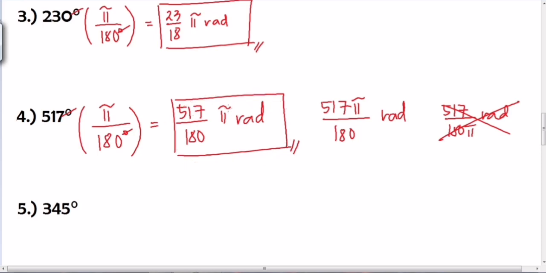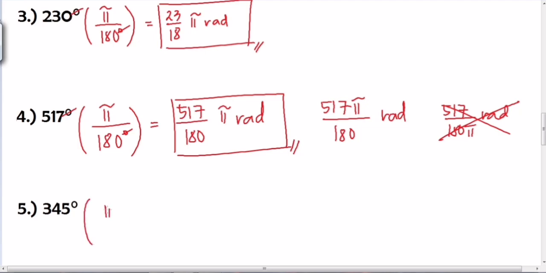So, ang pi, pwedeng nandito sa bandang kanan, nasa gitna, or nasa taas, katabi ni 517. So, yun lang ang pwedeng pwesto niya. Actually, yung rad, pwede nyo rin ilagay yan dito. But since unit siya, lagay nyo na lang dyan sa kanan. Okay? Let's have the next example, 345 degrees.